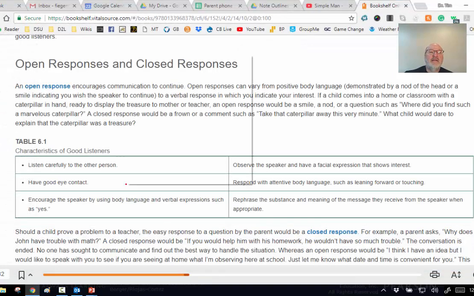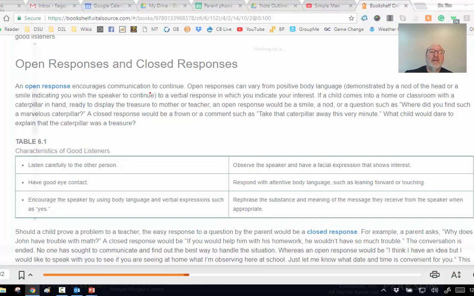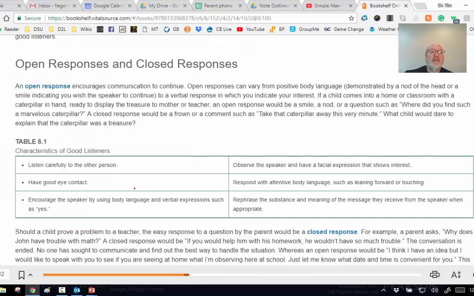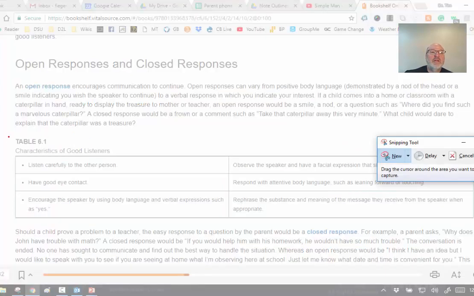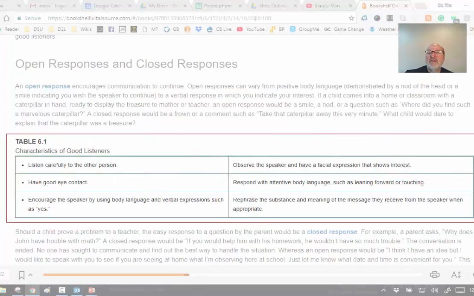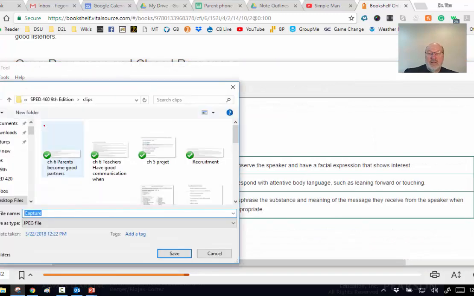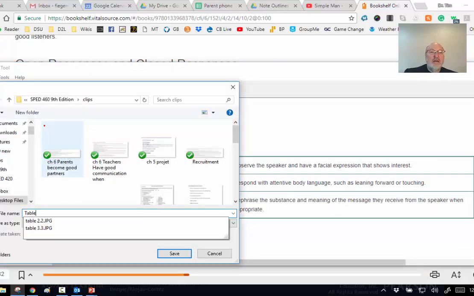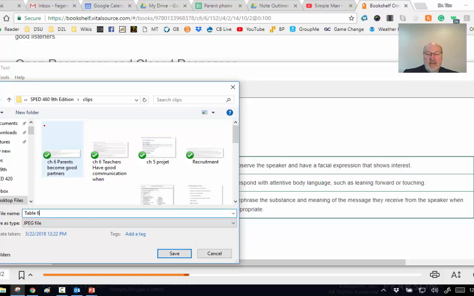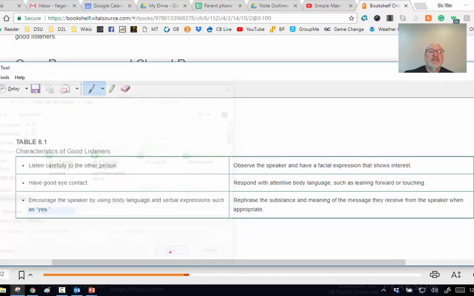It didn't like that. Okay, so it won't let me do that, so I'm going to have to clip it. I was hoping it would let me take that. So now we have that, and I want that in your notes.